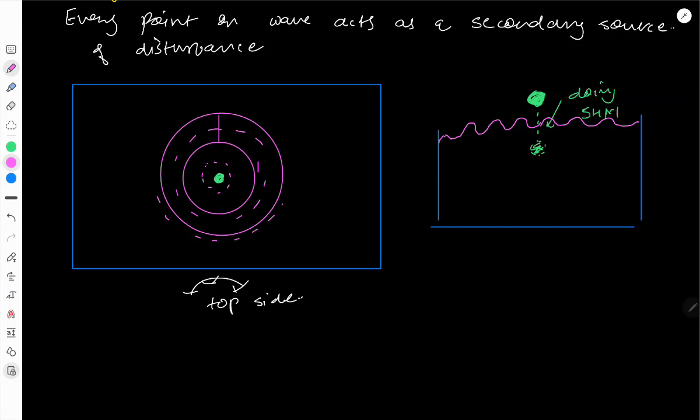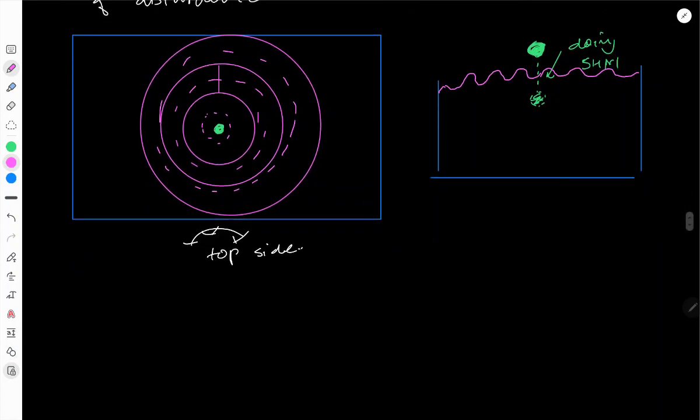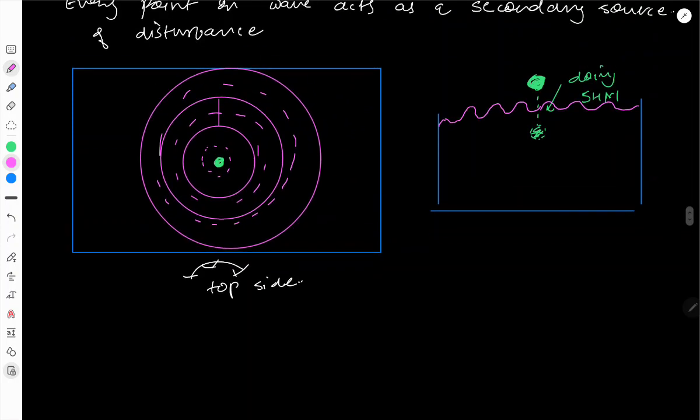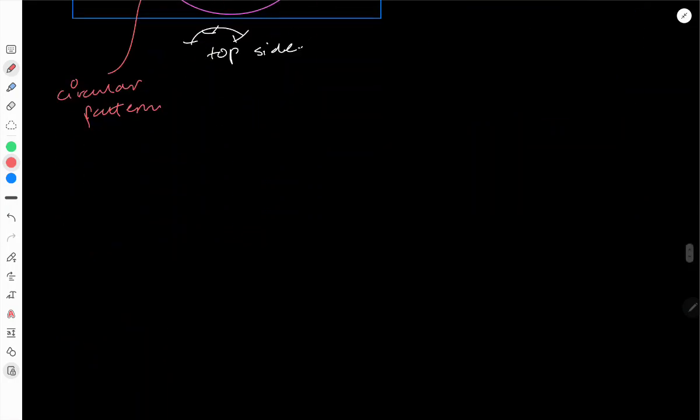Then again a crest, then again a trough, and so on. So now what we are seeing is an interference pattern that is circular. And this is the kind of wave that we'll be looking for.